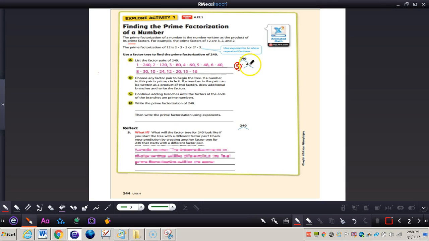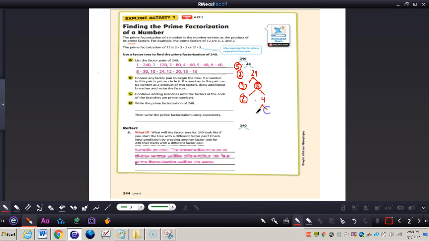And now I can look at 48. I'm going to think 24 times 2 will give me 48. So I break 48 down. And now I need to break 24 down. I know that 3 is a prime number. I'll circle that. Times 8 equals 24. Now I need to break the number 8 down. 2, so I can circle that, times 4 gives me 8. Oops, don't need to circle 4.